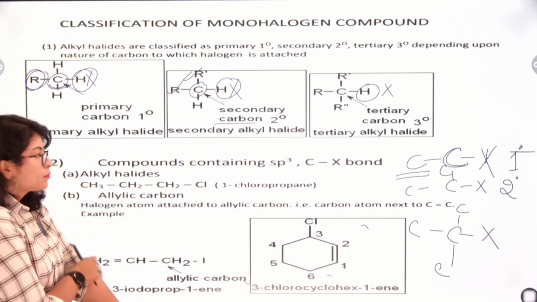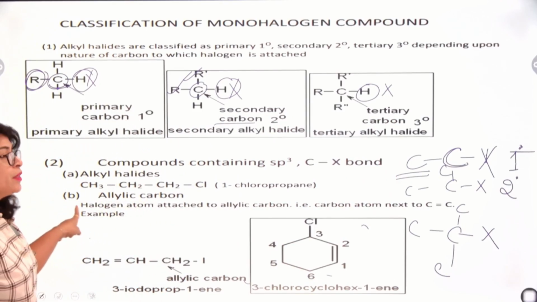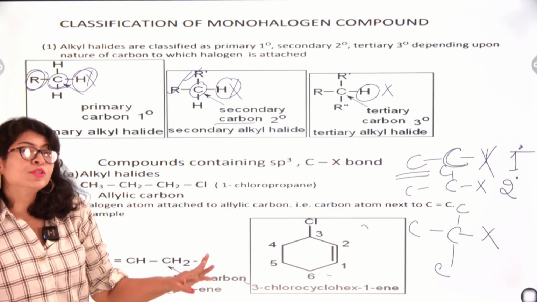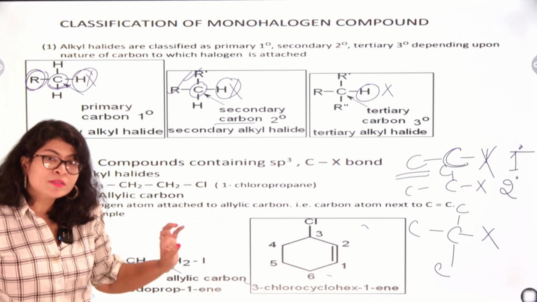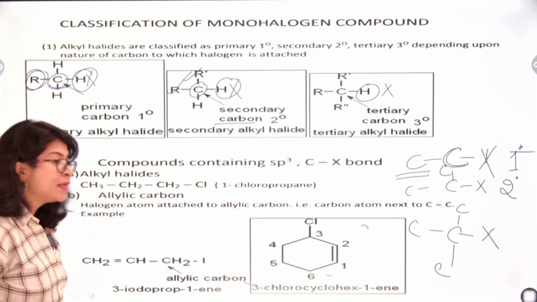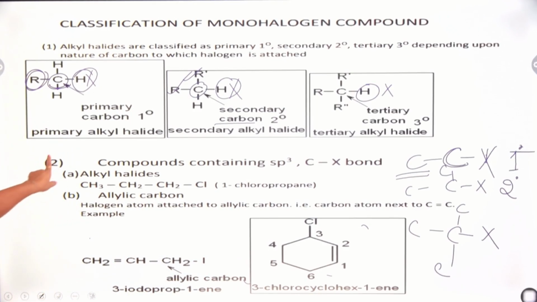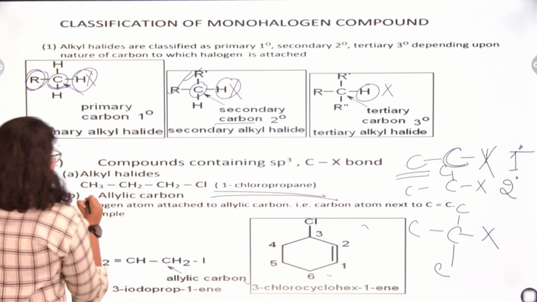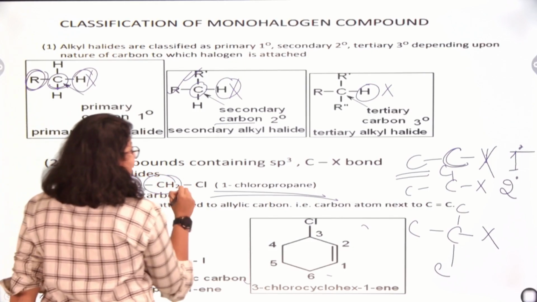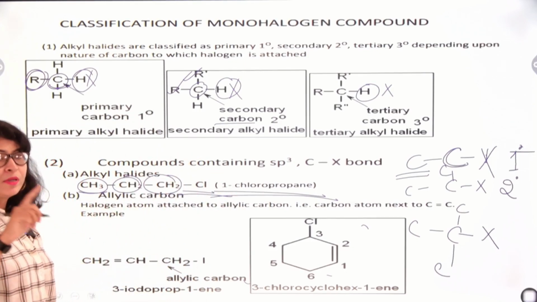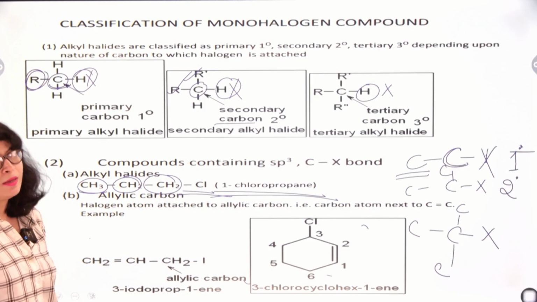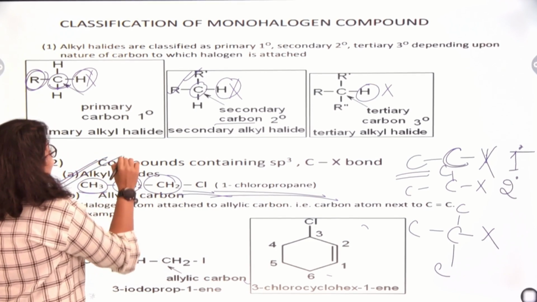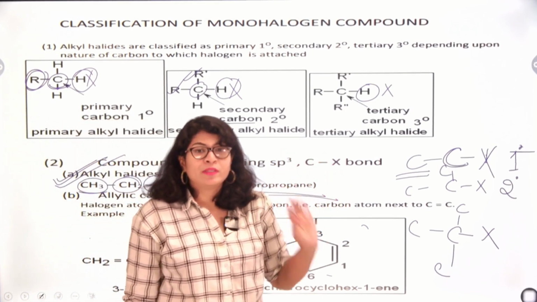Okay. Now if I say compound containing sp3 carbon, what do you mean by sp3 carbon? That means all the carbon hydrogen, carbon halogen or carbon carbon bonds form single bonds, then only they will fall under the category of sp3 hybridized carbon atom. So in case of simple alkyl halide, if I say 1 chloropropane, obviously what is happening here? CH3, CH2, CH2, Cl. All the bonds between carbon carbon, carbon hydrogen and carbon chlorine are singly bonded with each other. Hence they fall under the category where the carbon halogen bond is sp3 hybridized.